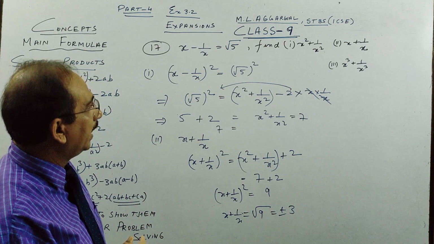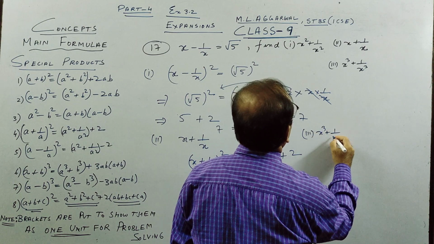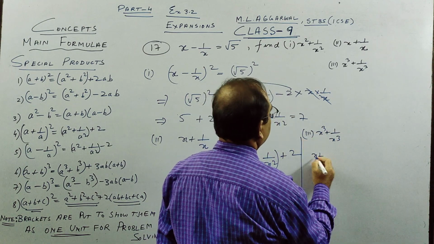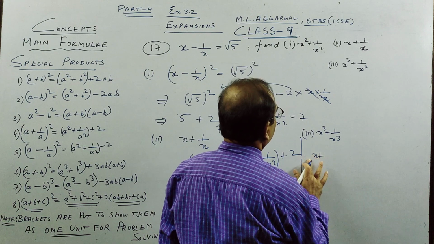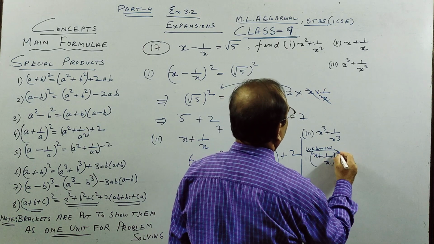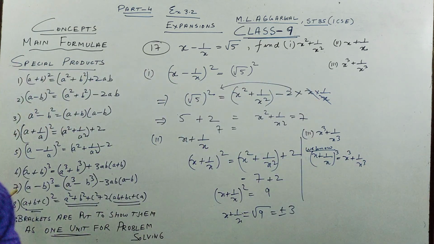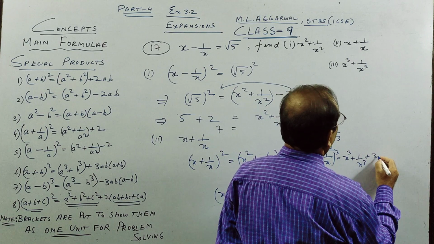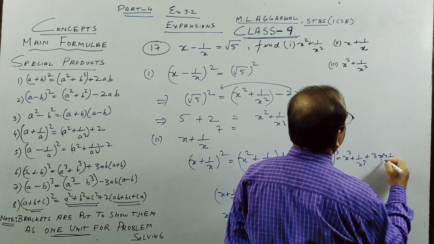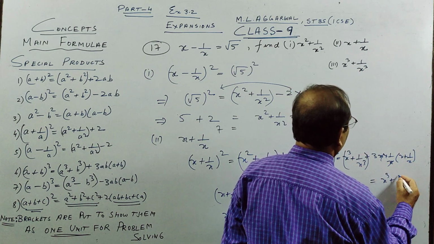Okay, so next, the third part we have x cube plus 1 by x cube. We will use this basic formula. We know x plus 1 by x whole cube is x cube plus 1 by x cube. See this formula, children, we are using. This formula we are using, but b is 1 by x, plus 3 x into 1 by x cancels, x plus 1 by x. So this we have to get, you keep this on this side only.